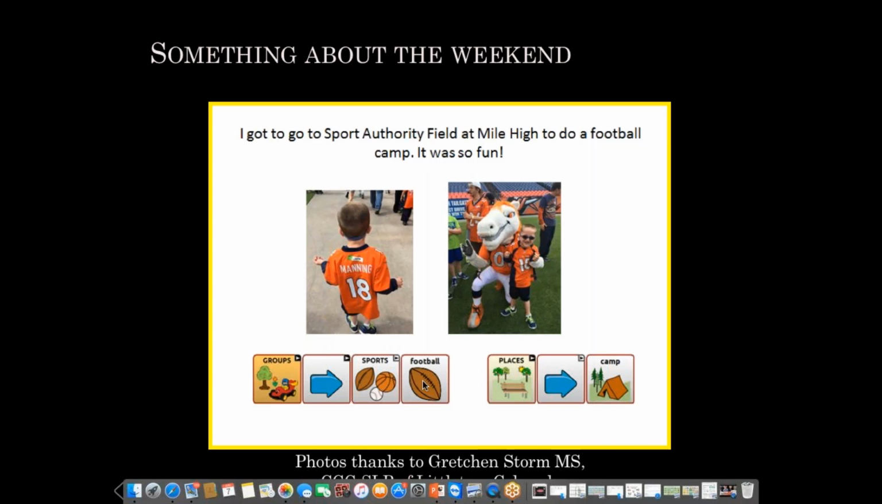And you can see it's the number of buttons to hit to get football camp. But you can still put text in that doesn't necessarily match. The person could still follow this pathway. So a lot of people assume that this pathway is for the student. It's not. It's for that communication partner so they can model.